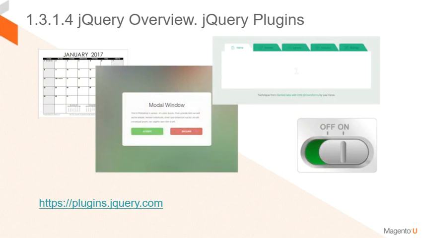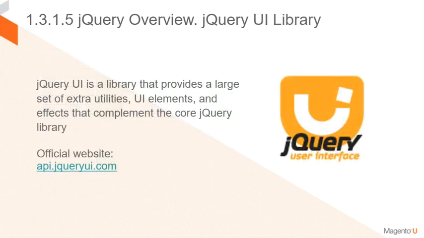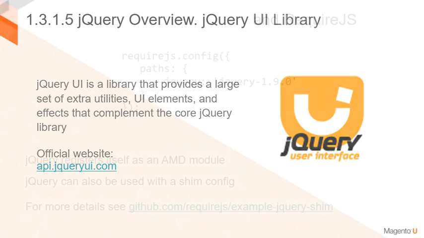The jQuery library is equipped with a huge number of different plugins such as calendars, toggle switchers, tabs, modal windows, and many more. Magento uses some of them and adds its own jQuery widgets. The jQuery UI library is separate from jQuery core. It provides a large set of plugins, widgets, and different utility functions to build UI elements. Refer to the official documentation for more information.